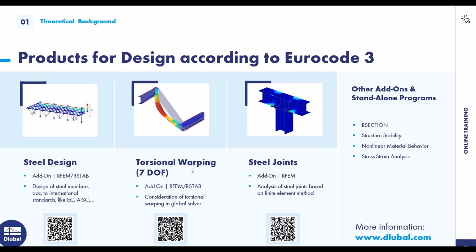Then there's the add-on torsional warping. With that add-on, you can consider the 7th degree of freedom, the torsional warping. Then steel joints. With that add-on, you can analyze steel joints based on the finite element method. Then there's the cross-section program, R-section. Then the add-on structure stability. We use that add-on in the second example. Then there's the add-on nonlinear material behavior. You can, for example, consider a plastic design of steel plates and so on. And then there's the add-on stress strain analysis.